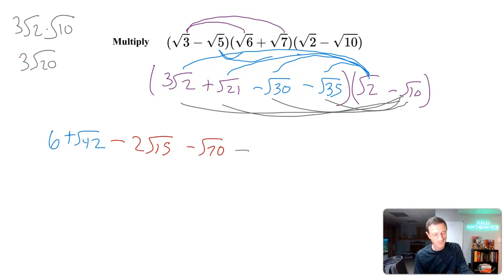So square root of 2 times the square root of 10 is going to be 3 square root 20. 2 times 10 is 20. 20 is 4 times 5. Square root of 4 is 2. So a 2 is going to pull out of there because the square root of 4 is 2. 2 times 3 is 6. So then we'll be left with minus 6 root 5.